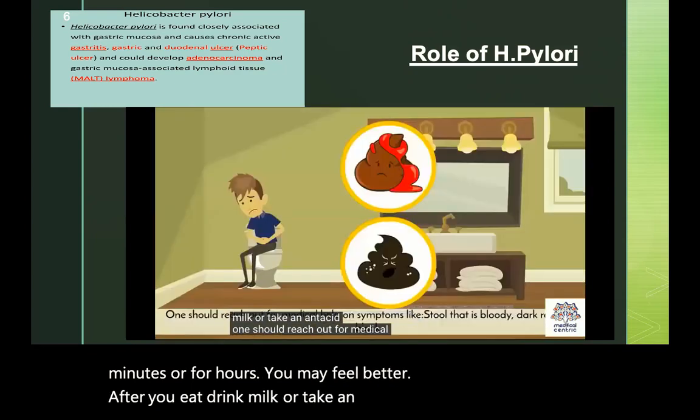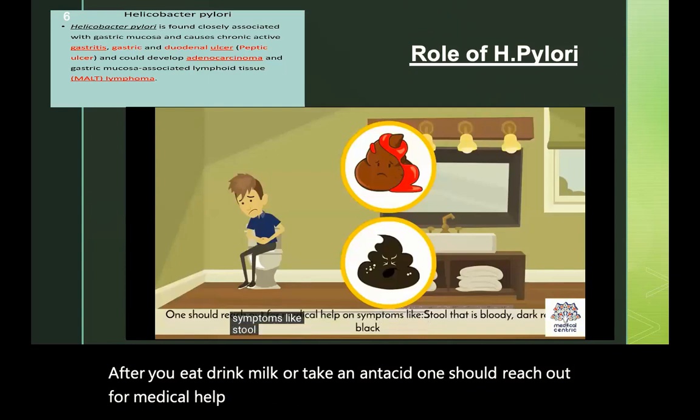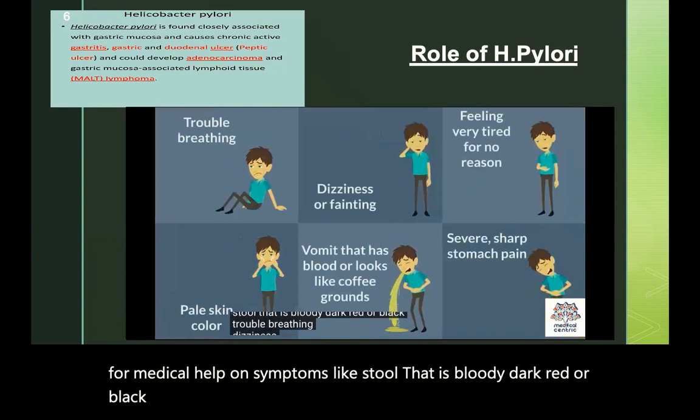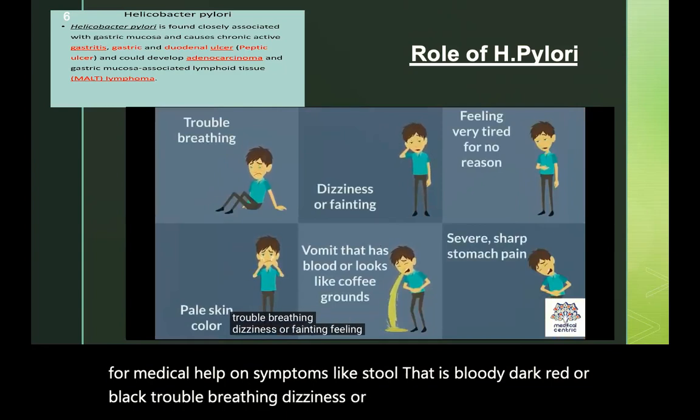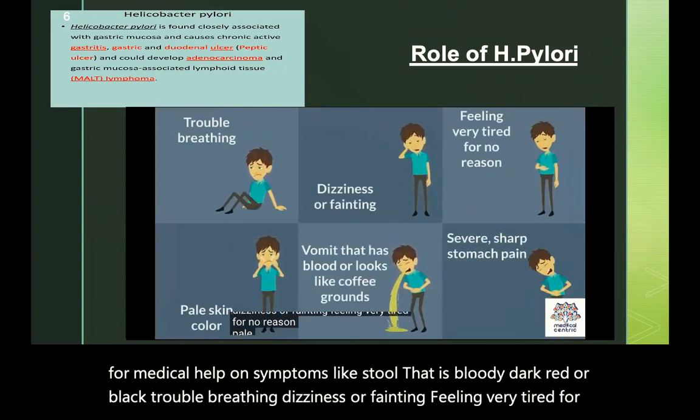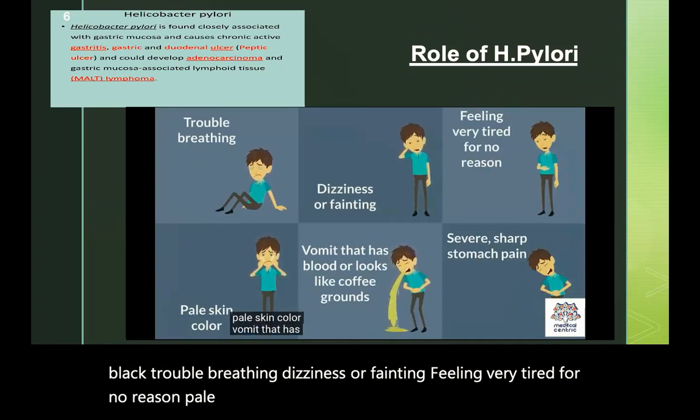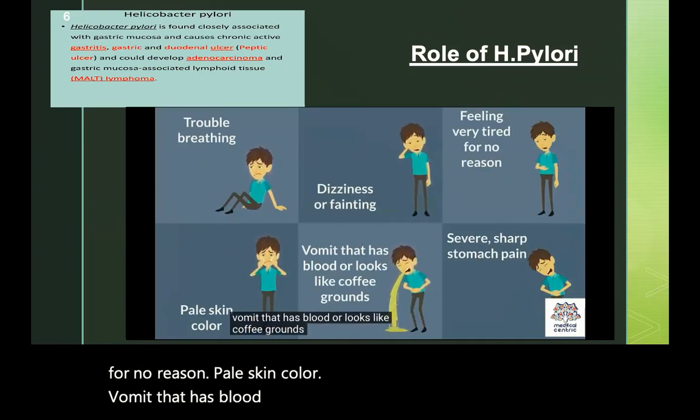One should reach out for medical help on symptoms like stool that is bloody, dark red, or black, trouble breathing, dizziness or fainting, feeling very tired for no reason, pale skin color, vomit that has blood or looks like coffee grounds, severe, sharp stomach pain.